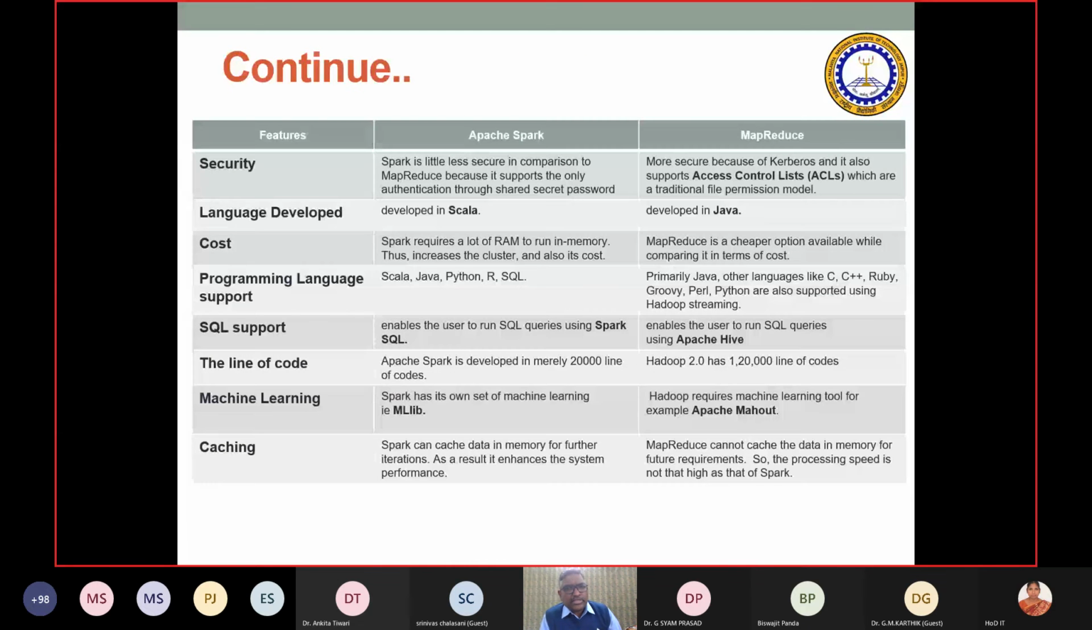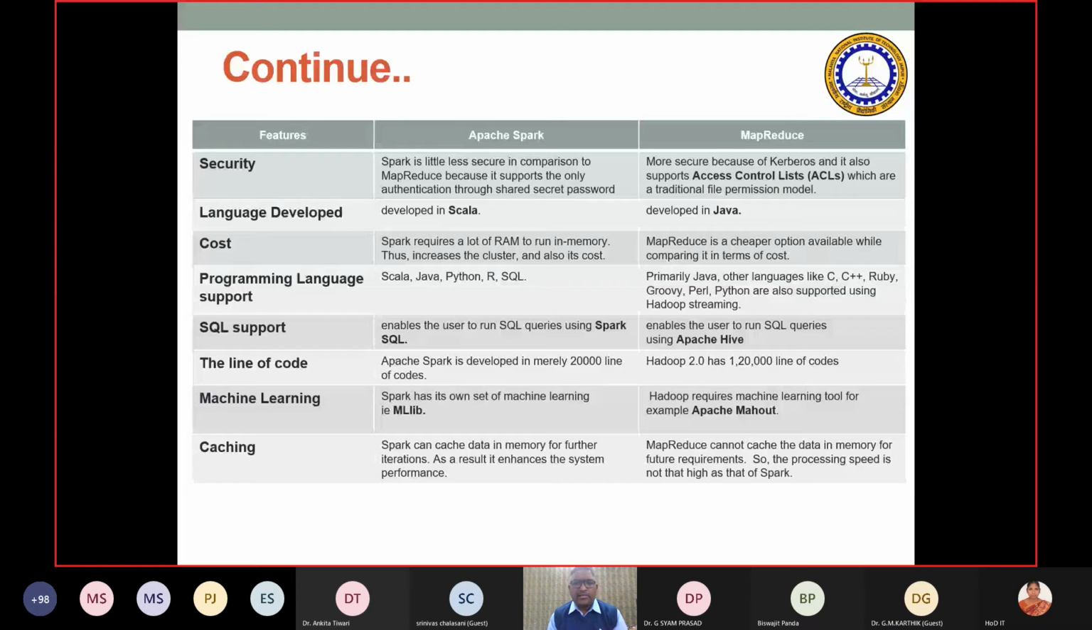The language that it is developed in is Scala. The cost is that more RAM is required. The programming languages are basically Scala, Java, Python, R, and SQL. There is SQL support using Spark SQL, as we have seen. Machine learning is available using MLlib. But of course, there are similarities between the two.